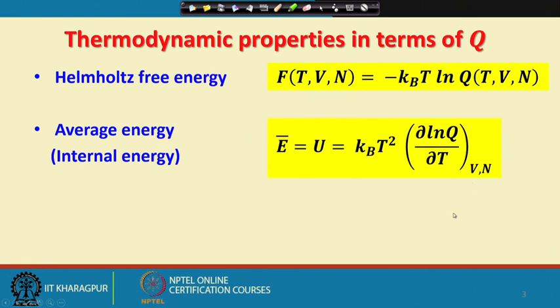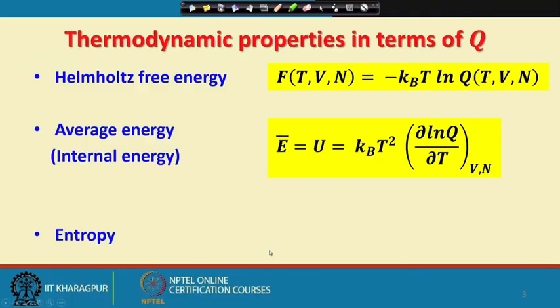Now, once you have the Helmholtz free energy and the internal energy, it is very easy to find out what the entropy of the system is. Now, can you guess? Because that is only one more algebraic step, and that can be carried out as follows. So, I am looking for an expression for entropy.